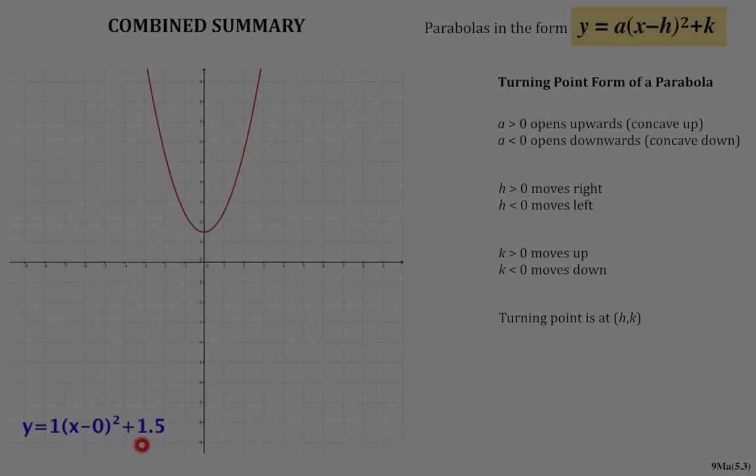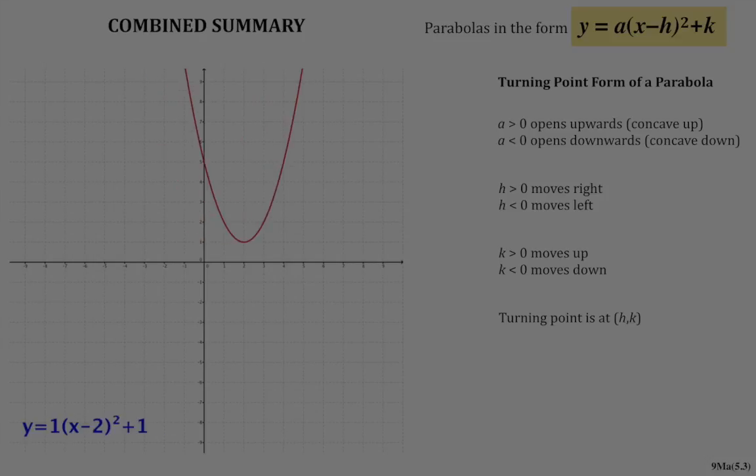We can then look at the number on the end. If it's positive, it moves it up that far. If it's negative, it moves the graph down that far. And then we can start doing all of this together. Like we can have a number at the front, a number in the bracket, and a number on the end, which is going to move things around again.